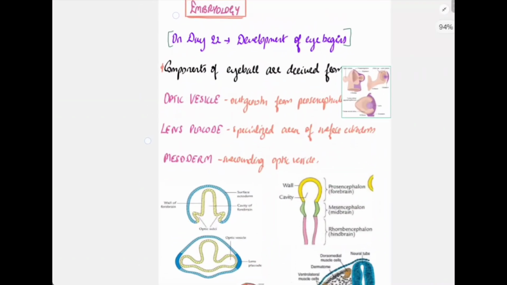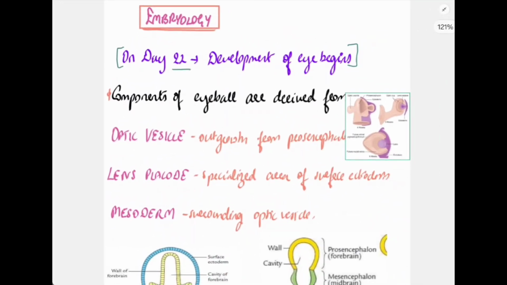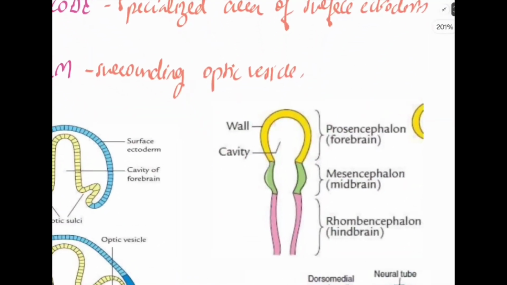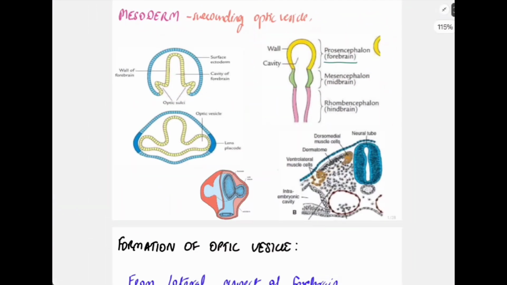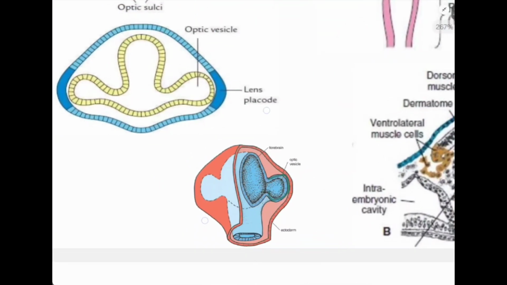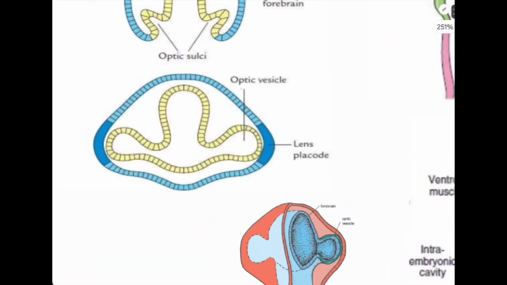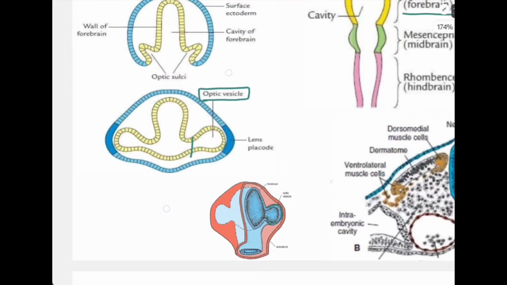On day 22, development of the eye begins. From the lateral aspect of the forebrain, an ectodermal diverticulum grows out laterally towards the side of the head. Its distal portion becomes dilated to form an optic vesicle, and its proximal portion becomes constricted to form the optic stalk.